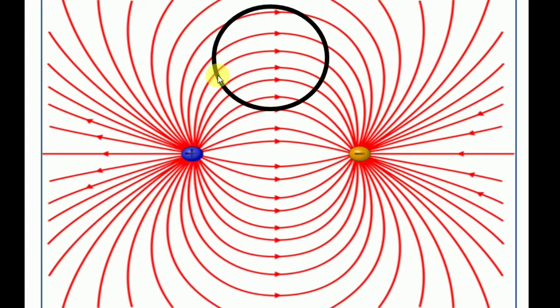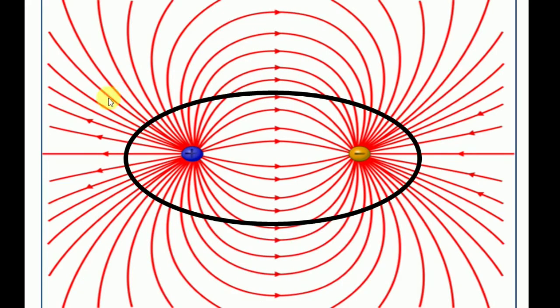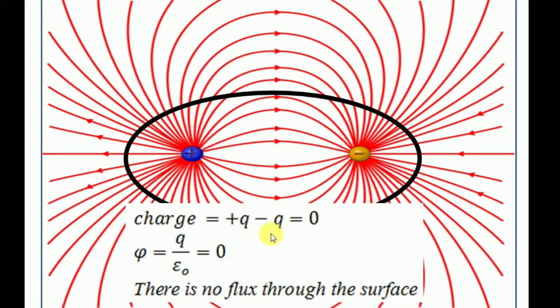But when you consider a closed surface out here, you can see the number of lines entering is equal to the number of lines coming out, or you can see there is no charge inside the surface. So charge is 0, flux is 0, so there is no net flux out here. If you consider another surface which encloses both the charges, that time also you can see all the field lines coming out is equal to all the field lines going in. So total charge is plus Q minus Q, that is 0, so there is no flux.